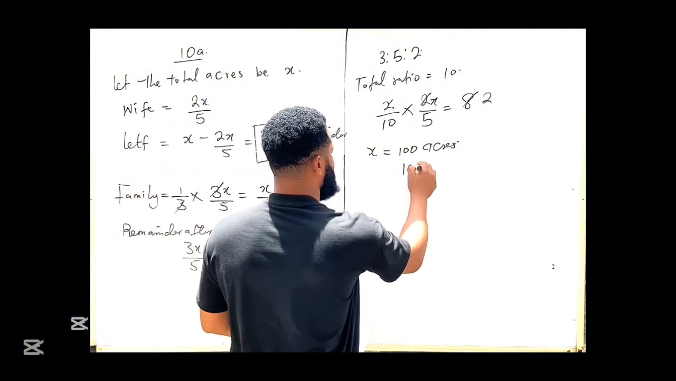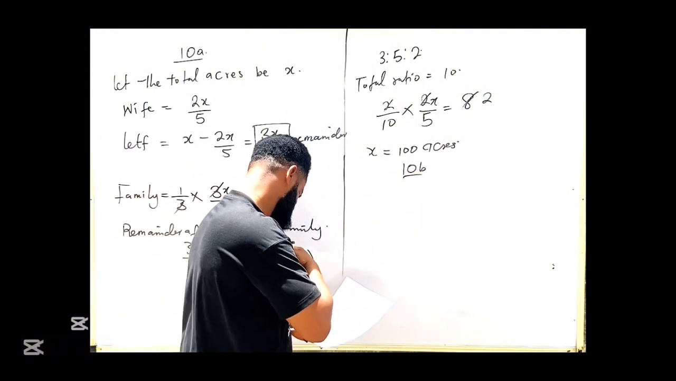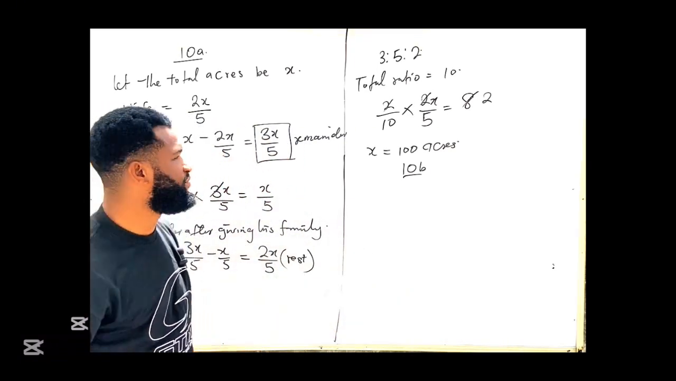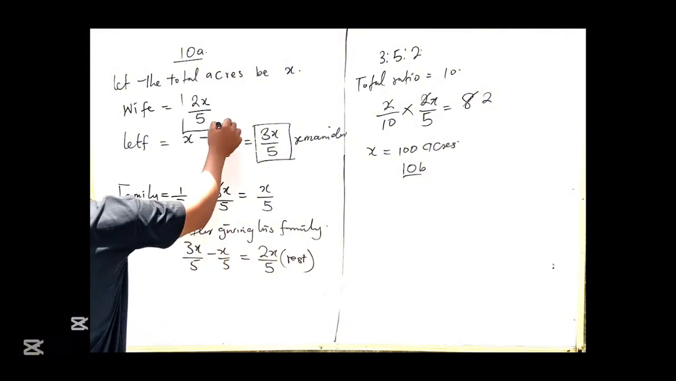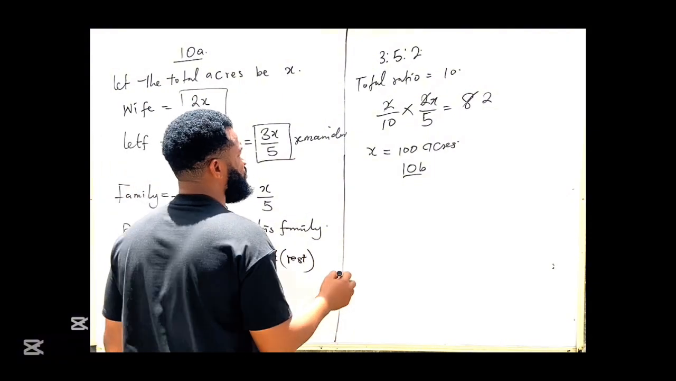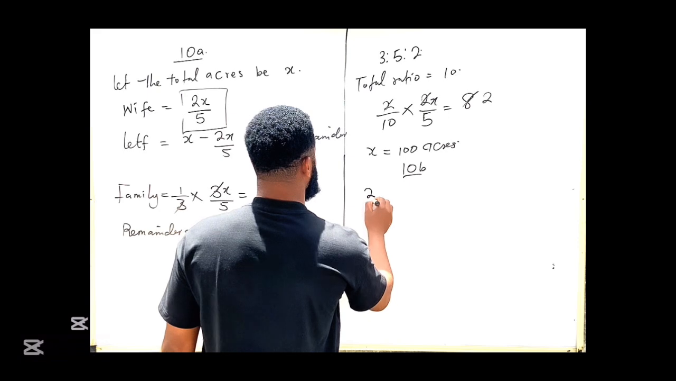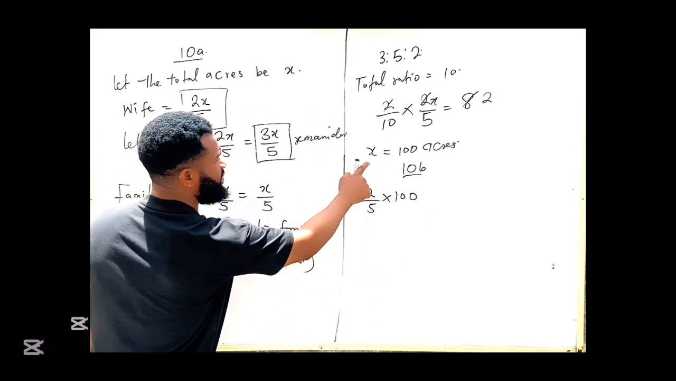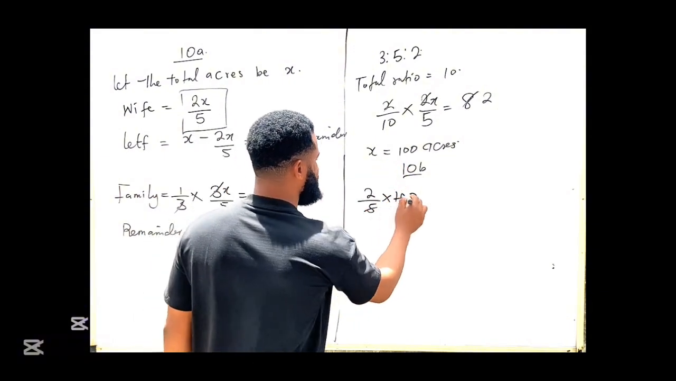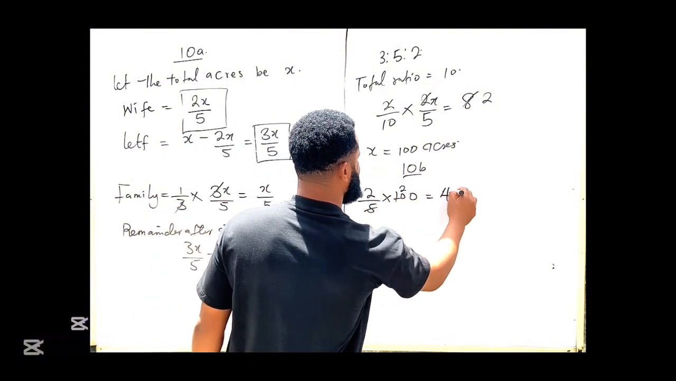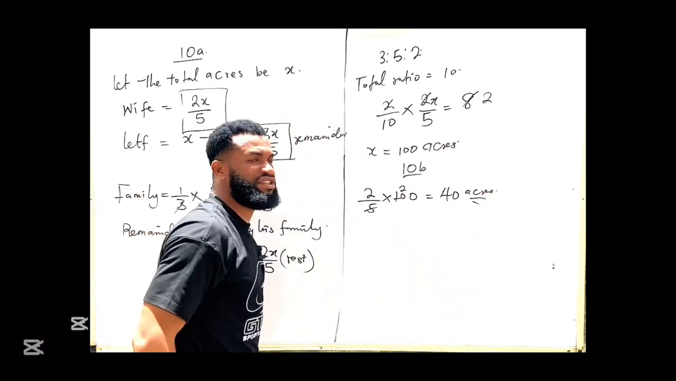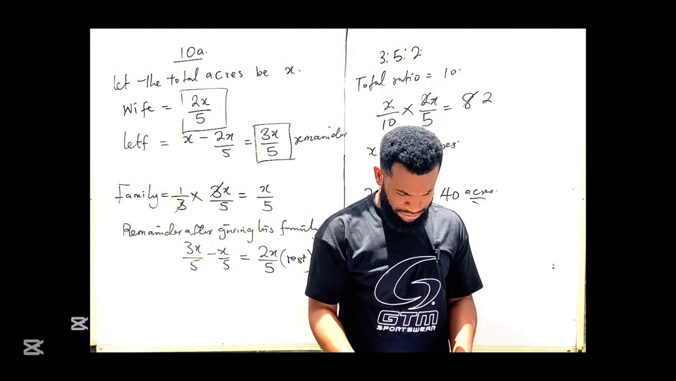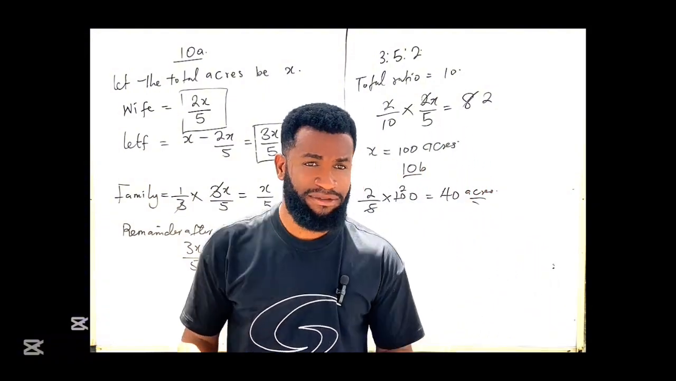So let's go to 10B. 10B says the number of acres the wife received. The wife received 2/5 of the total. So the wife is going to have 2/5 times 100 acres, because the x there is 100. So 2/5 times 100 is 40 acres. So the man gave 40% of the total land to the wife. Such a good man. And let's go to number 11.